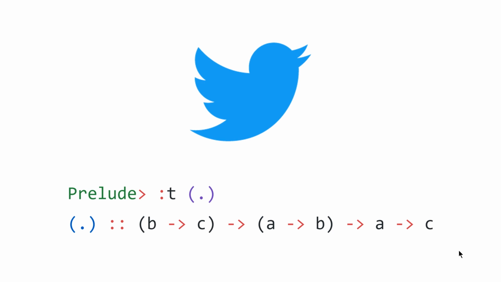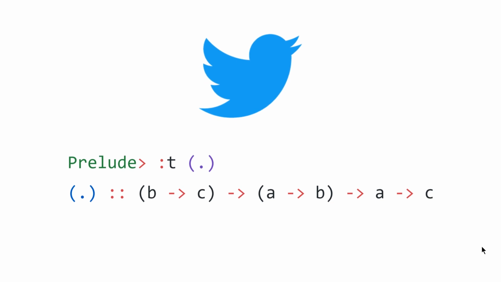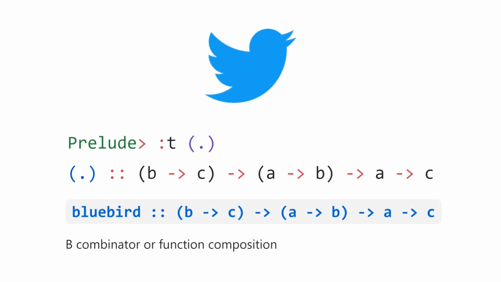Haskell has a very, very powerful type inference engine, which can basically give us the type signature of any of our functions. So basically, what this is saying is that composition takes a function that goes from B to C, a function that goes from A to B, and input A, and then returns a C. And this is exactly the Bluebird combinator or the B combinator, what's known as function composition in the SKI combinator calculus. So you don't really need to know about this. I just want to put it on your radar that composition is the Bluebird or the B combinator.